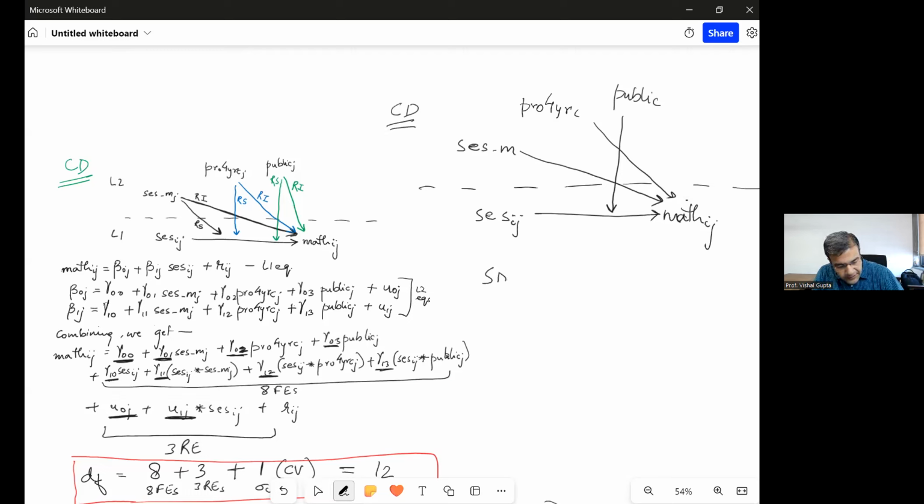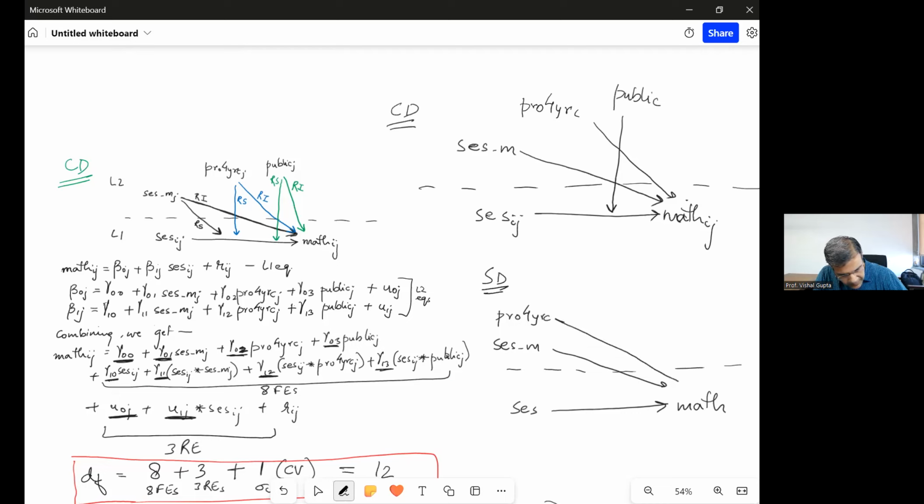This is a conceptual diagram. Statistically, what are we saying? Statistically we are saying that, again let us draw it, SES to math, then you have SES mean, then you have pro 4-year college, then you have public, and you have SES multiplied with public.